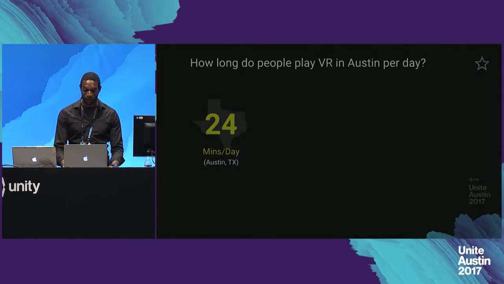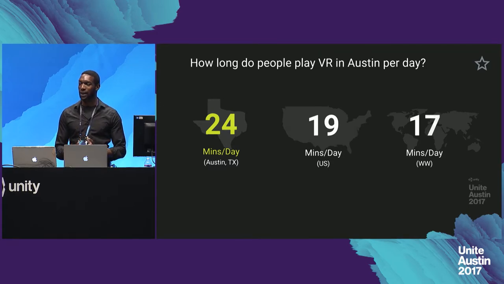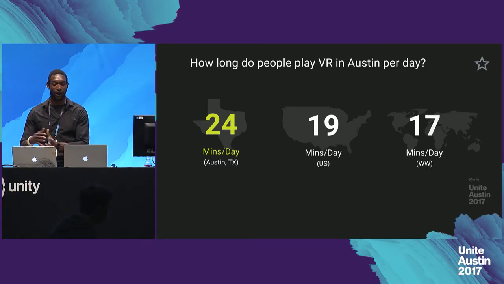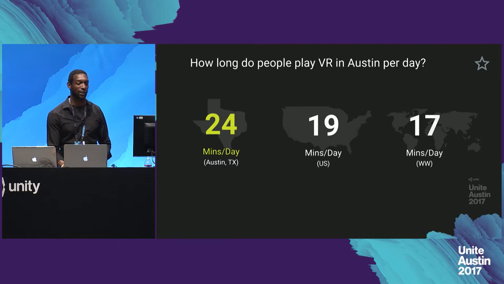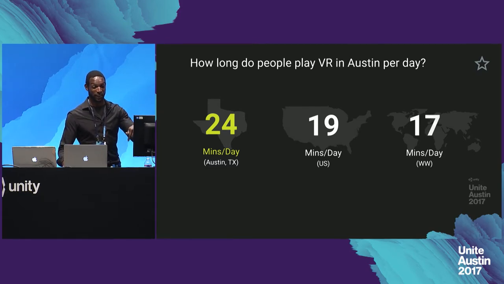And just for comparison, in the US, the average is about 20 minutes a day. And in the world, it's about 17 minutes a day. So people in Austin, Texas, play VR games more than your average person in America and more than your average person in the world. All right, so if we can get our next contestants.